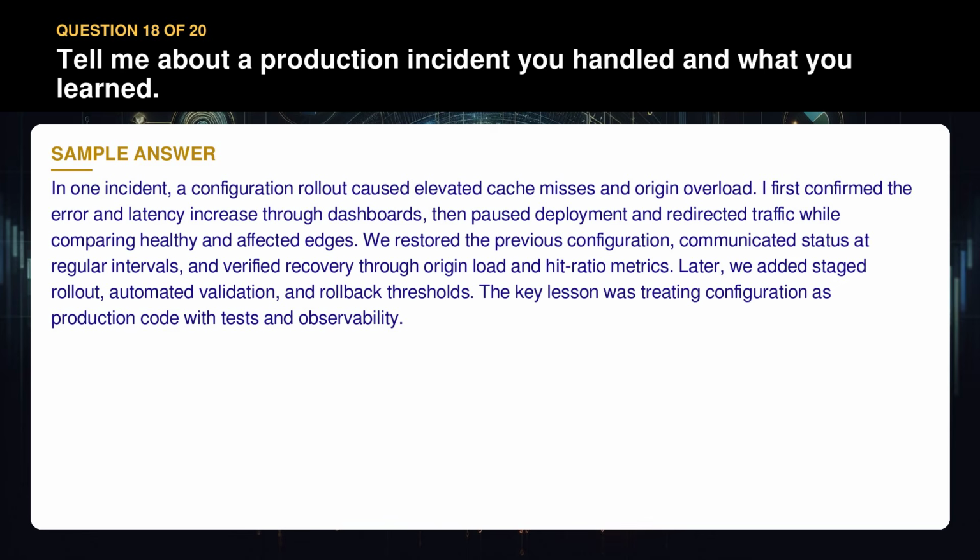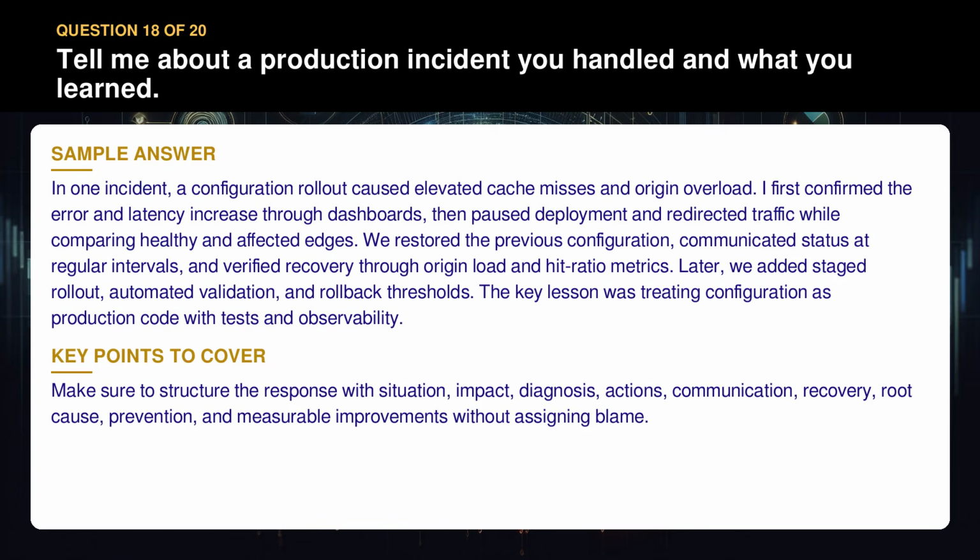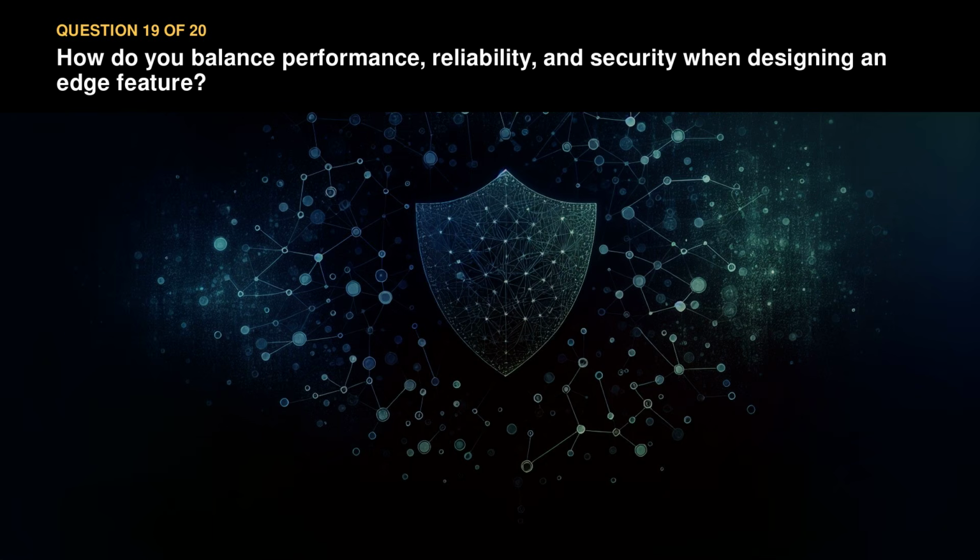The key lesson was treating configuration as production code with tests and observability. Make sure to structure the response with situation, impact, diagnosis, actions, communication, recovery, root cause, prevention, and measurable improvements without assigning blame. Question 19. How do you balance performance, reliability, and security when designing an edge feature?